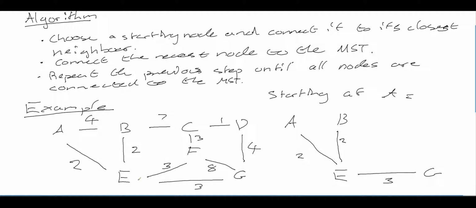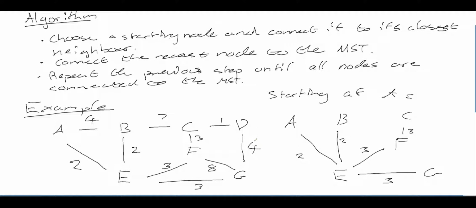Then the next closest node to our minimum spanning tree is going to be F, via E to F, because that's a cost of 3, and we could either have gone G to D at a cost of 4, E to F at a cost of 3, or B to C at a cost of 7. Then the next closest node to our minimum spanning tree is C, because that's a cost of 3. We could have either gone F to C at a cost of 3, B to C at a cost of 7, or G to D at a cost of 4.